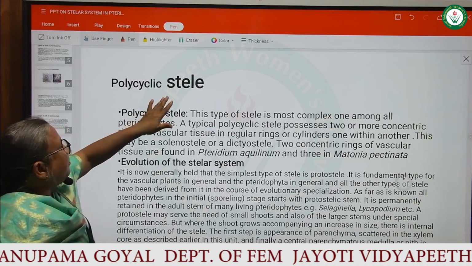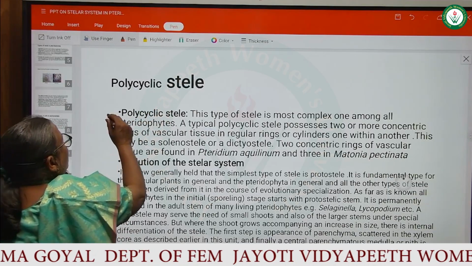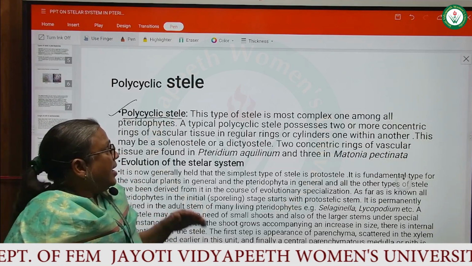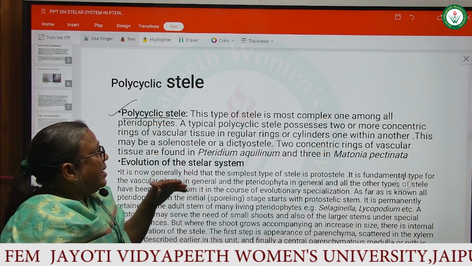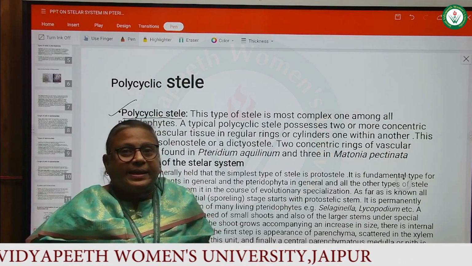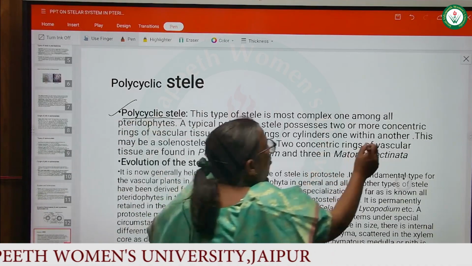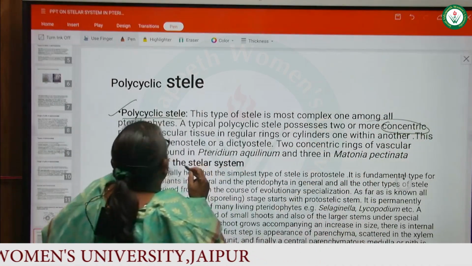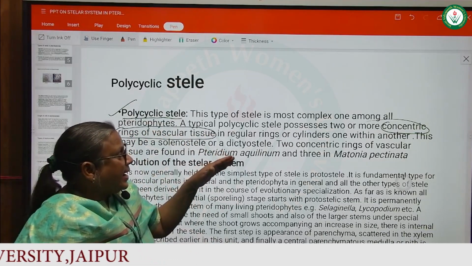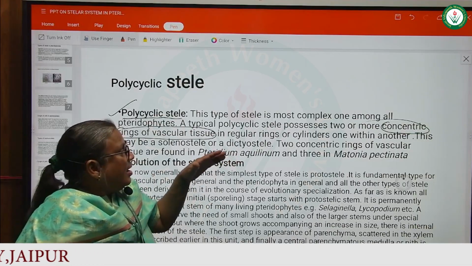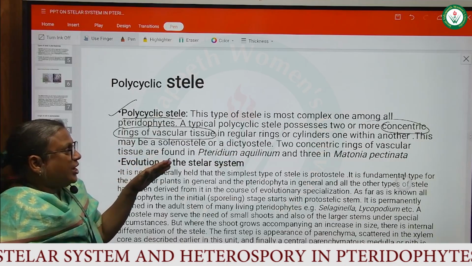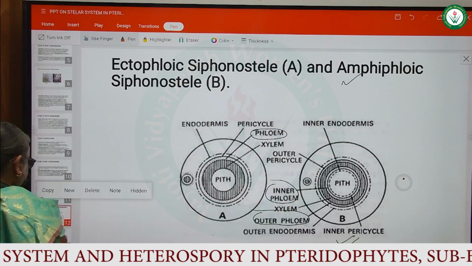Now I talk about the polycyclic stele. So what is polycyclic stele? This type of stele is the most complex one among all the pteridophytes. A typical polycyclic stele possesses two or more concentric rings of vascular tissue in regular rings or cylinders, one within another. This may be a solenostele or a dictyostele.